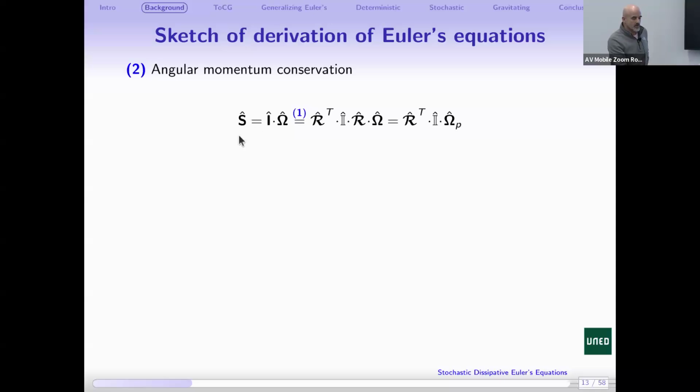You start with the angular momentum. It's the inertia tensor times the spin velocity. You diagonalize the inertia tensor. Then you define the action of the rotation matrix on the spin velocity as the components in the body frame. And then you take the time derivative of this quantity. The time derivative of the angular momentum is 0 because there are no external torques. We are assuming the motion of a free body.